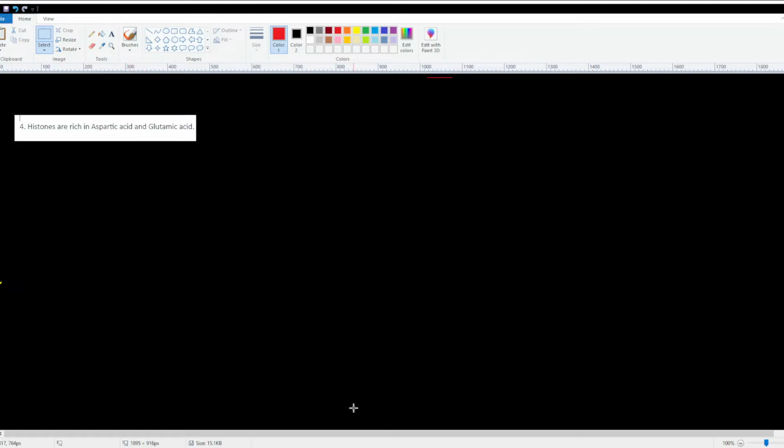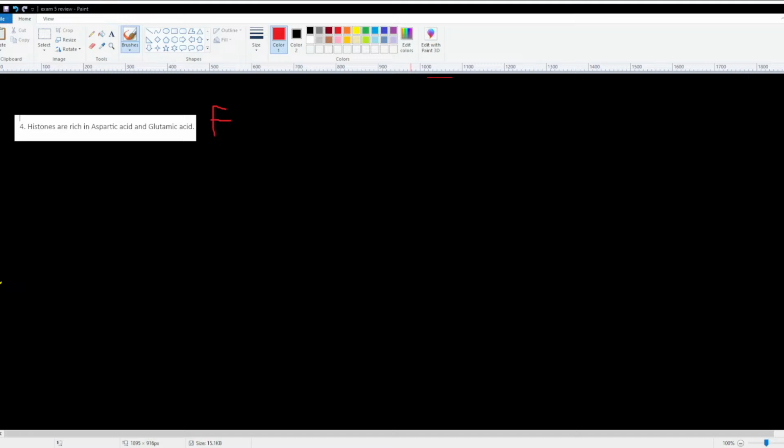So number 4 is asking, histones are rich in aspartic acid and glutamic acid. All right, this one is going to be false. Now, why is it going to be false? So the thing about histones is that histones are negatively charged. So now I ask you this, right? Sorry, I totally messed it up. Histones are going to be positively charged. Ignore that previous statement. Histones are going to be positively charged.